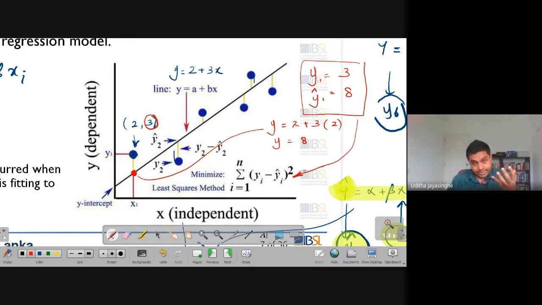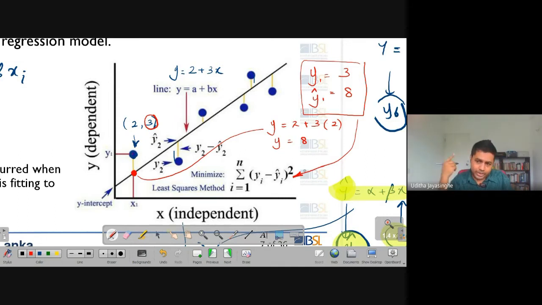What do you mean by the error? The equation is going to give us 8 as the value for y. But in reality, for this particular x1 and y1, the corresponding y value is 3. Now the difference is nothing but 3 minus 8, and the answer is 5. You take the square, that is 25.